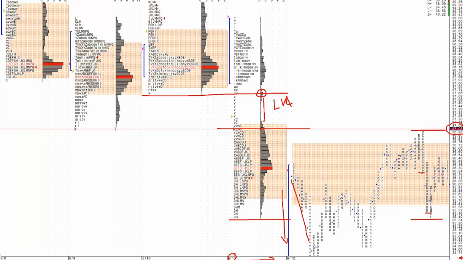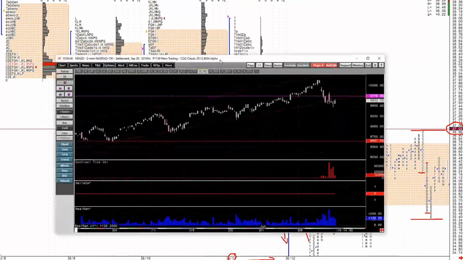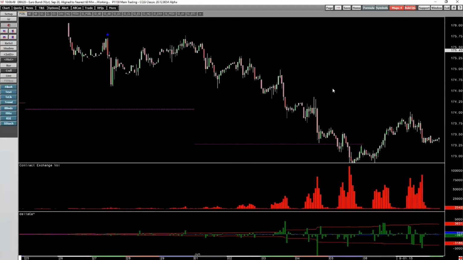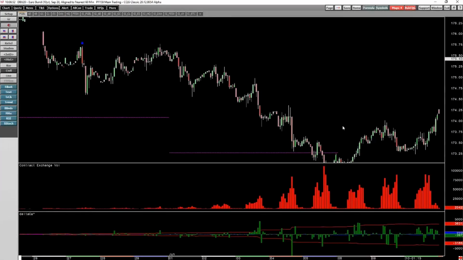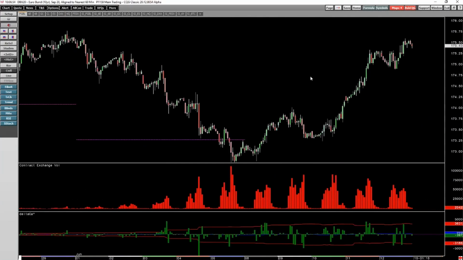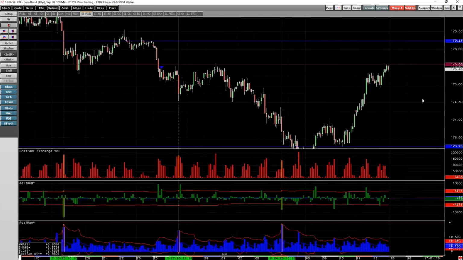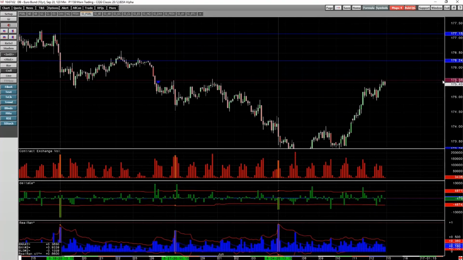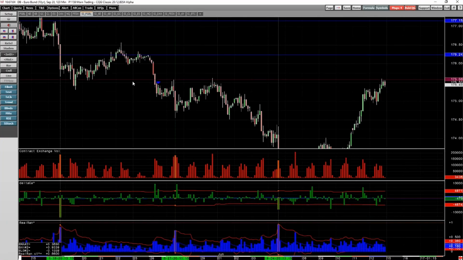Now, I quickly want to bring up the German Bund so we can talk about that, and I can show you what it looked like, how it played out, and show you the similarities between the two. Okay, so this is the German Bund, and that was the day that it happened. I'm just going to outline it. It was this day here.